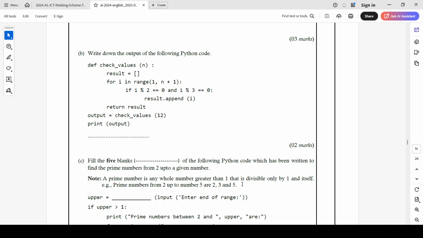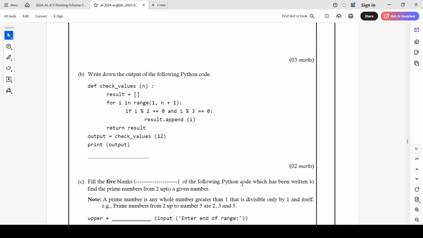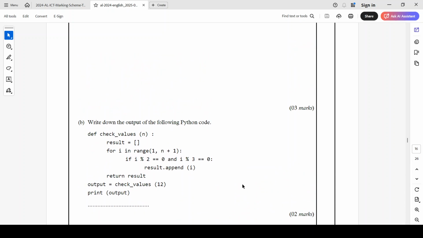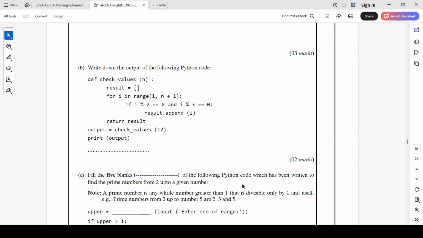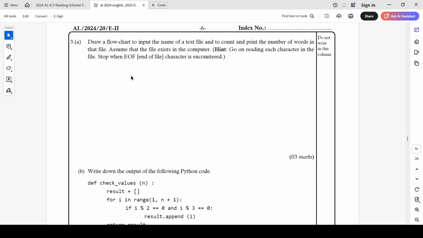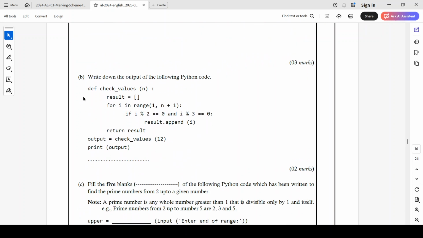All right, students. In today's video, we are discussing the 2024 A-level ICT past paper structure question. Structure question, question number 3, B part.